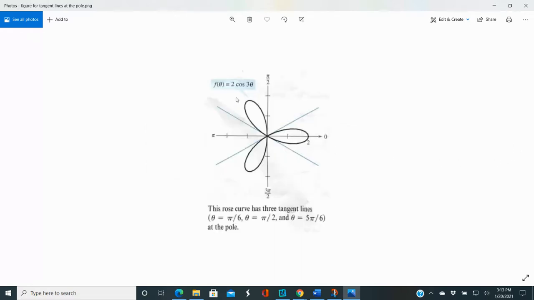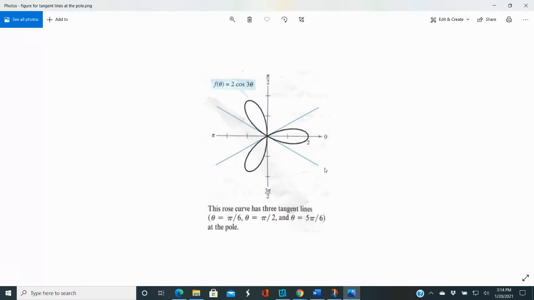And we looked at this particular example where our polar equation is f of theta is equal to 2 times cosine of 3 theta. We set f of theta equal to 0, solved for theta. We found that the solutions were theta is equal to pi over 6, theta is equal to pi over 2, and theta is equal to 5 pi over 6. And those are the three tangent lines that you see sketched here in blue.